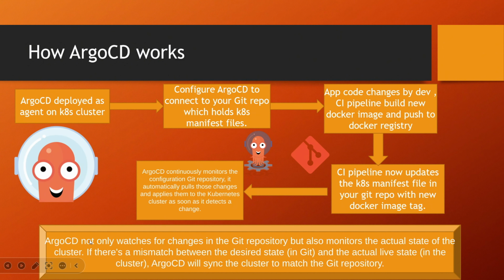That's it. Now, Argo CD not only watches for changes in the Git repository, but also monitors the actual state of the cluster. Let's say some user has modified something manually on the Kubernetes cluster. Argo CD will see that this change is not tracked in the Git repo and was done manually. So it will automatically revert those changes and directly bring your Kubernetes cluster to the desired state, whatever is there on the Git repo.